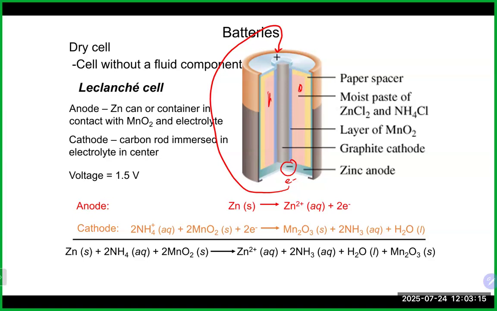This type of battery will give you basically 1.5 volts. It doesn't matter the size of it. There's different sizes, right? AAAs, AAs, Cs, Ds. But they all will give pretty much the same voltage.